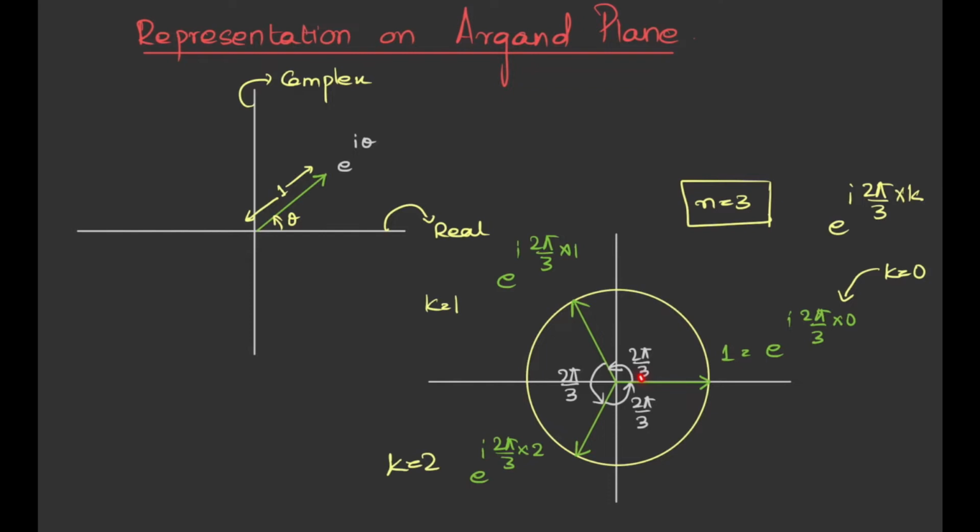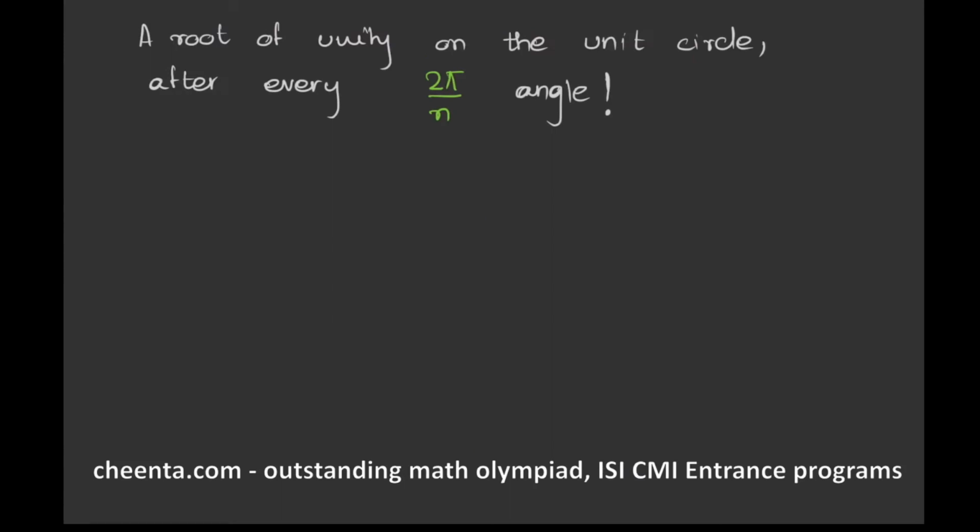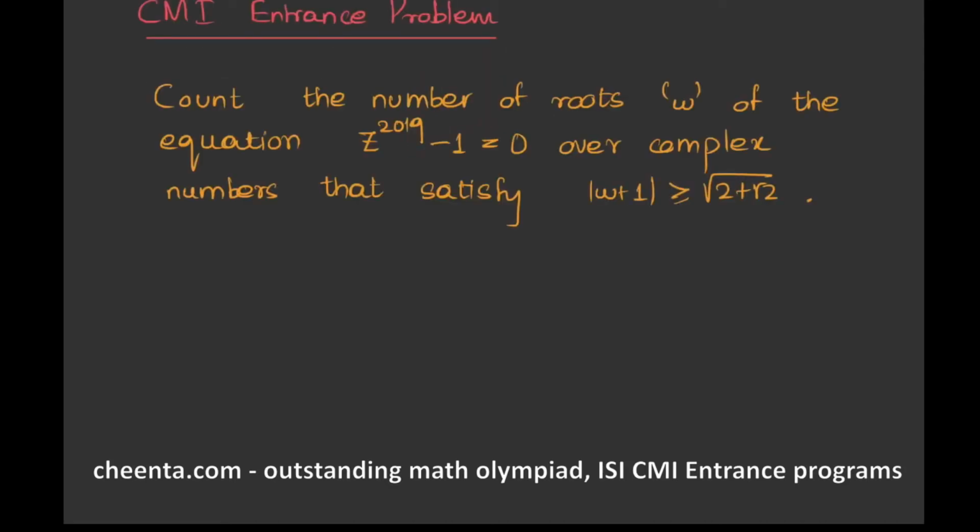And as you can see, each of these vectors have a uniform angle of 2 pi by 3 between them. And the first vector, that is vector 1, is at angle 0 degrees, and the second is at angle 2 pi by 3 from the real axis, and the third is at an angle 2 pi by 3 times 2, that is 4 pi by 3 from the real axis, and these three form the cube roots of unity. Now, a root of unity on the unit circle occurs after every 2 pi by n angle. So now we move on to our problem.